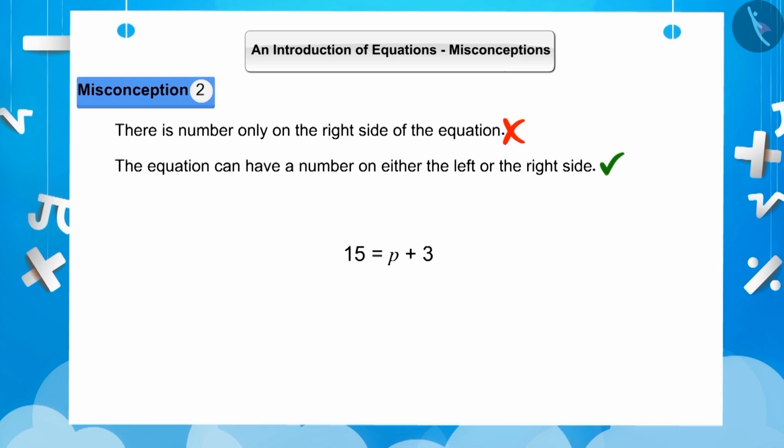As we can see that there is an equal to sign between LHS and RHS, that is, both are equal, even if we interchange the positions of the two sides. The value of LHS and RHS will remain equal. Hence, equations 15 is equal to p plus 3 and p plus 3 is equal to 15 both have the same meaning.